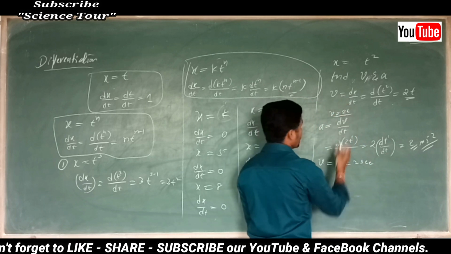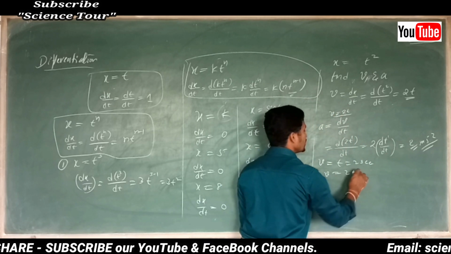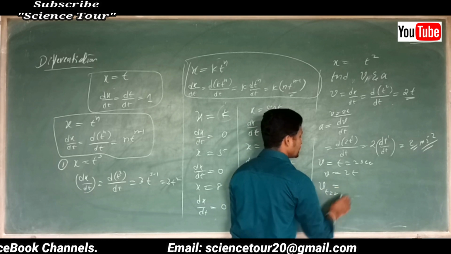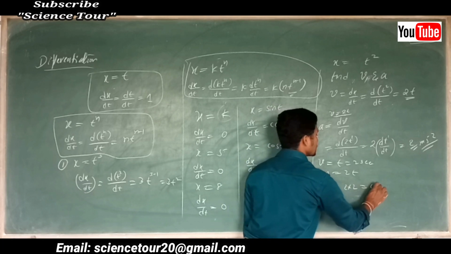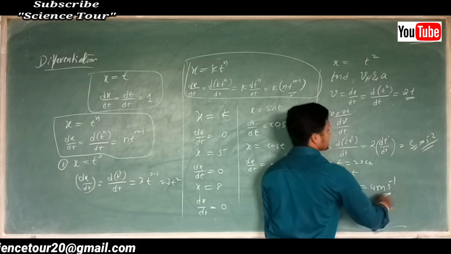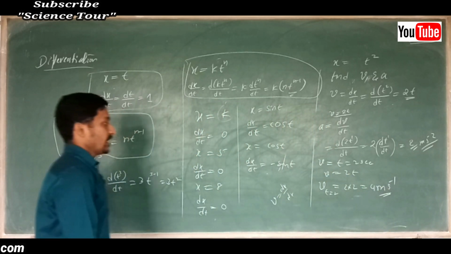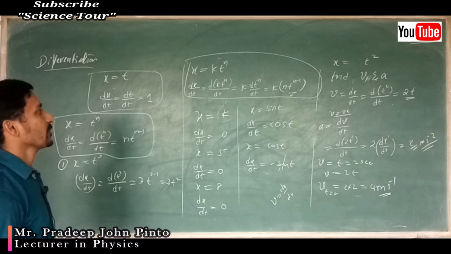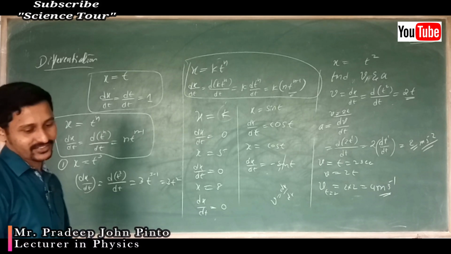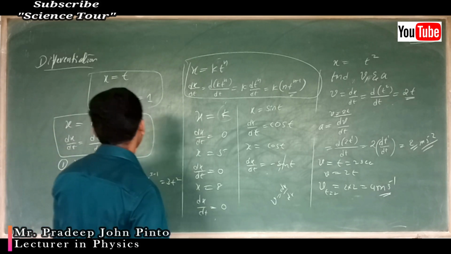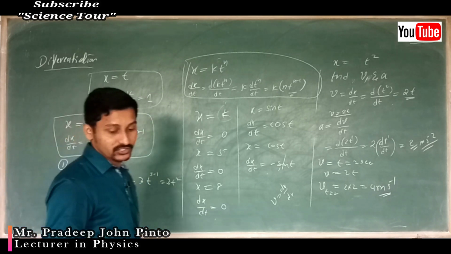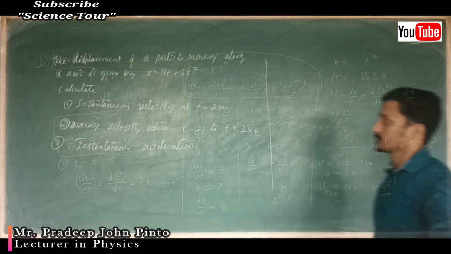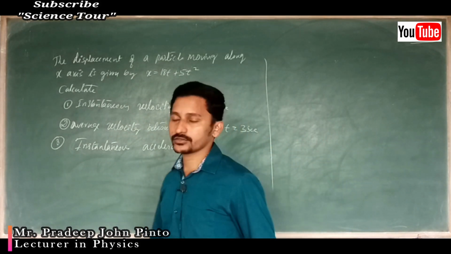How do we find it out? Velocity I know. Velocity is equal to 2 into t. So v at t is equal to 2 seconds is 2 into 2, that is nothing but 4 meter per second. At t is equal to 2 seconds, its velocity was 4 meter per second. That is the velocity; this is what the problem was. So based on this, one more problem we are going to discuss.